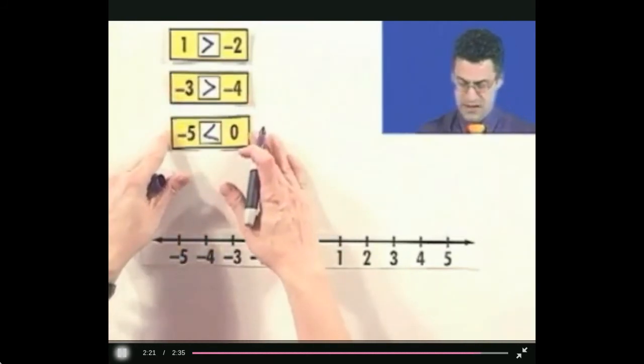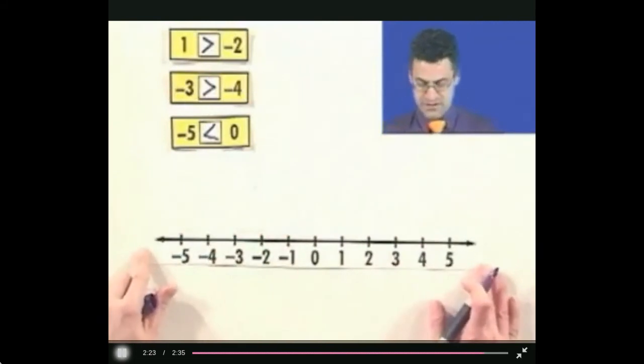So here are 3 inequalities involving integers, and we're able to figure these inequalities out by remembering that if a number on a number line is to the left of another number, then that number is smaller than the second.